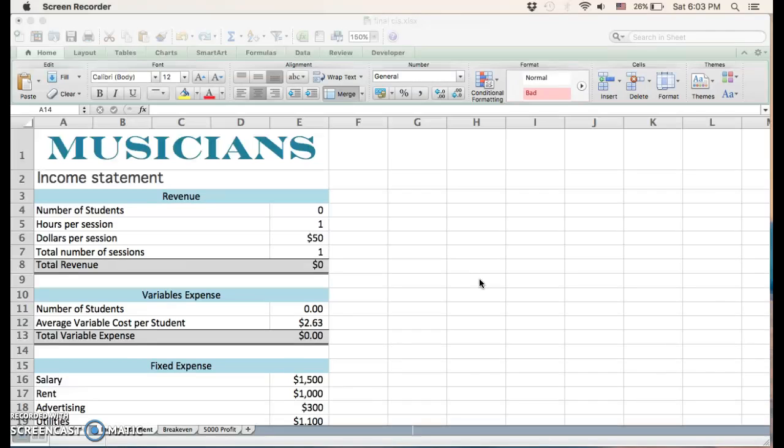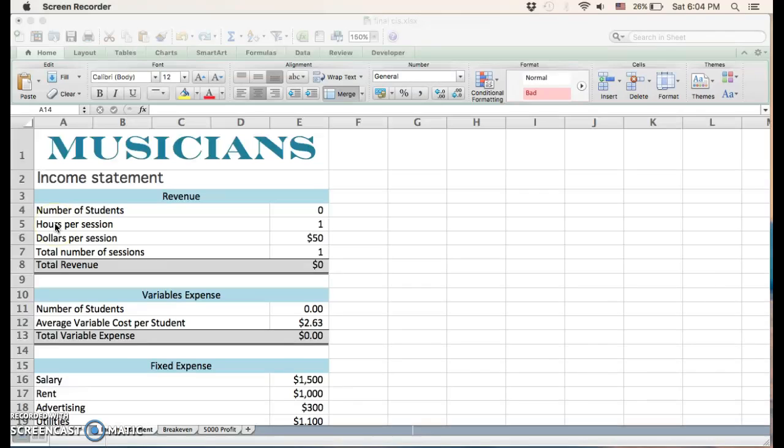So here you see that I named the business Musicians, and an income statement. First, we have revenue, and the main revenue, actually, the only revenue the business has is from the number of students who come and get lessons from my brother and other people. So we have that first, number of students.